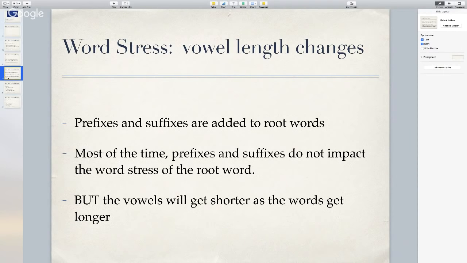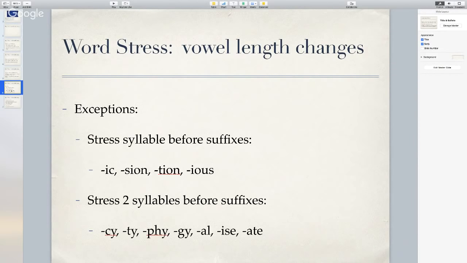This is just a little bit of a tip. Prefixes and suffixes are added to root words, and most of the time, these do not impact the word stress of the root word. But always, the universal is vowels will get shorter as words get longer and we have more syllables. We have a couple of exceptions here, and I'm actually doing a class this week on T-I-O-N endings. I get questions about that so often. And I think I have another one, a bonus one, on the I-C ending as well. So stay tuned for that.